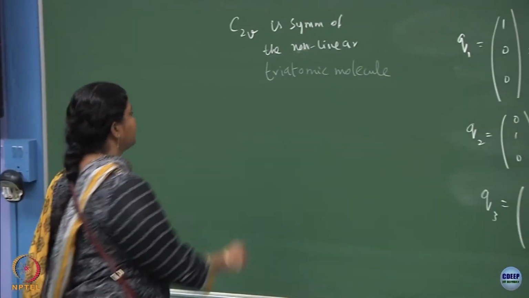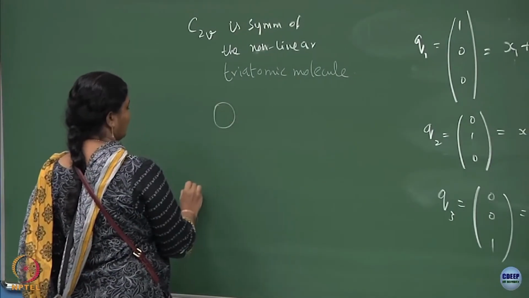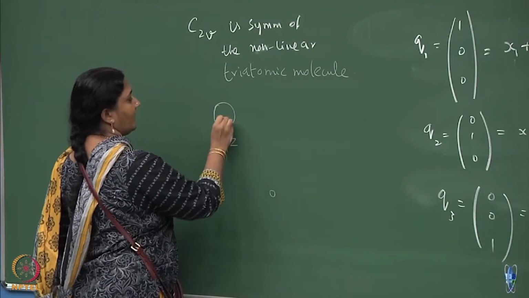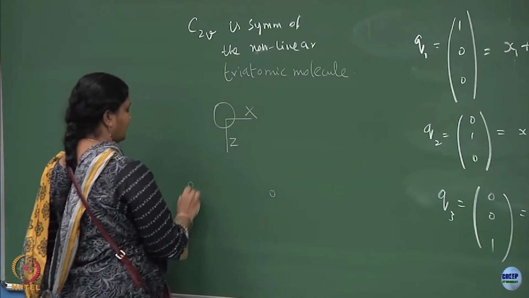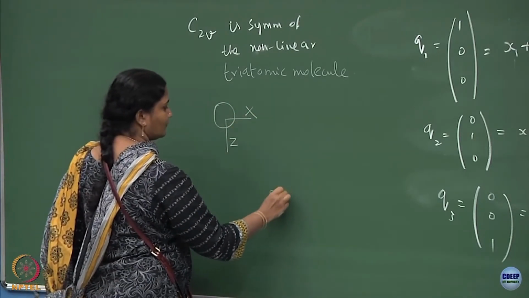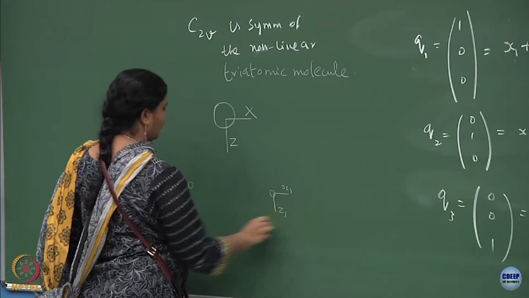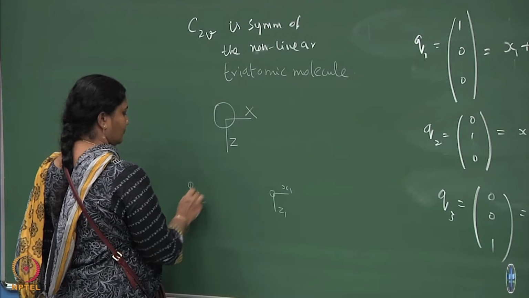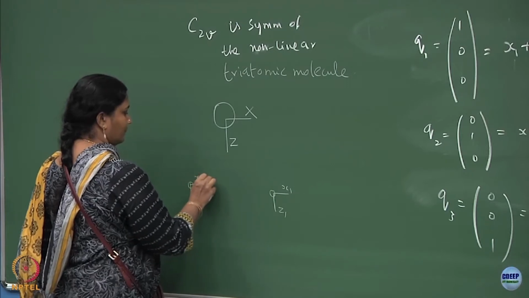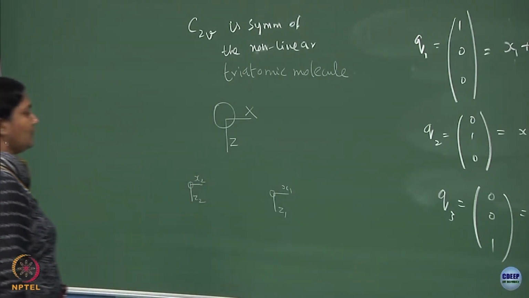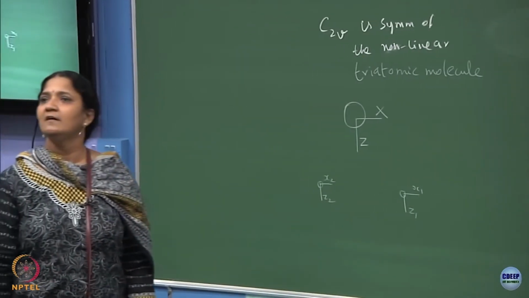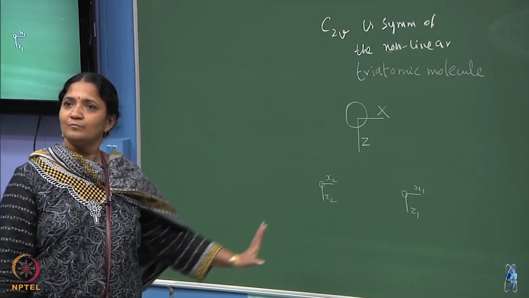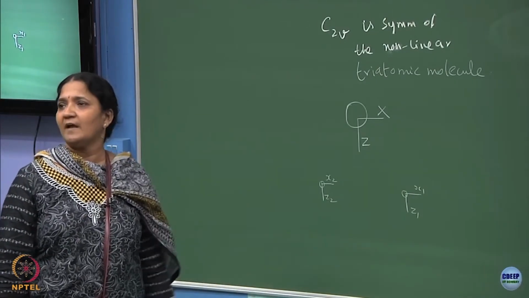So, remember the picture: I had a bigger mass here, two smaller masses here, and I have used a notation with z axis and x axis. I think this one was x1, z1, this one is z2, x2. This is what I am using as the degrees of freedom in the xz plane for every atom in that molecule.